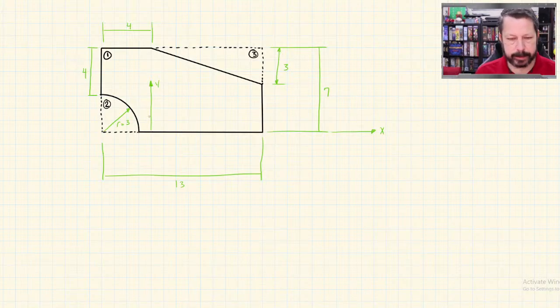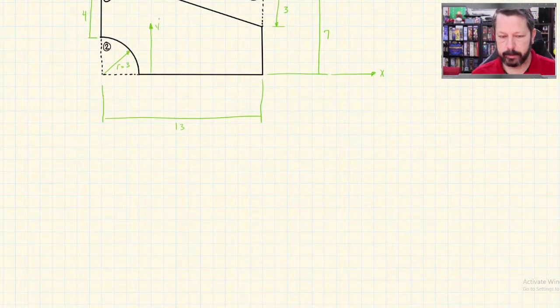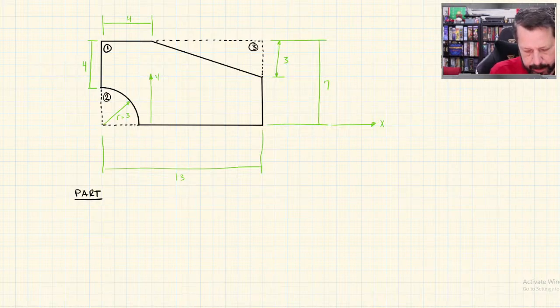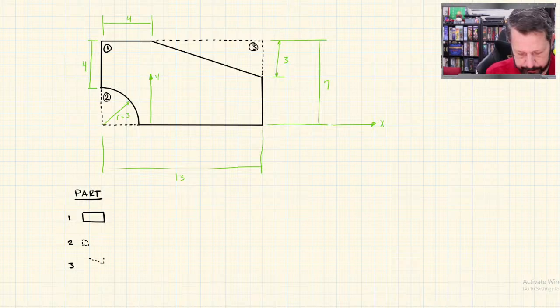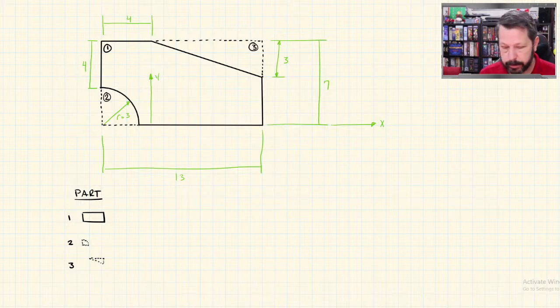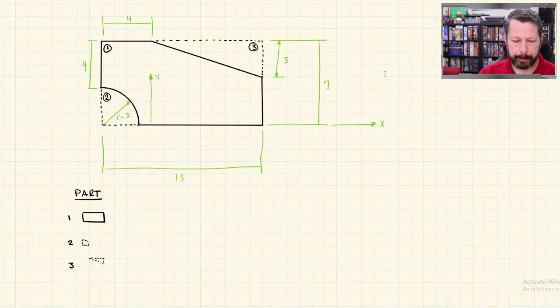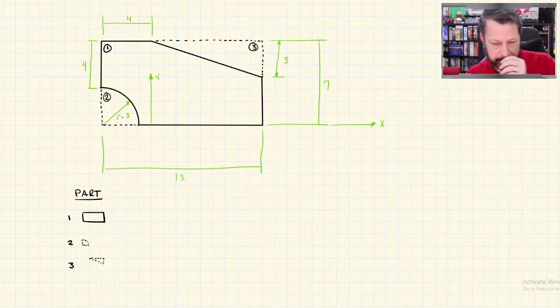All right, so let's make our chart. Oh, let's keep that dimension up there. It doesn't want to scroll exactly where I want it. We'll deal with that later. All right, so we have parts. Part 1 is the rectangle. Part 2, I'm going to draw with a kind of dotted line to remind me that it's a cutout piece. And part 3 is another cutout piece. You don't have to be particularly fancy with your part drawings. You don't even have to draw them. Once you get familiar with this, you can just use the equation. You can just solve either of these equations.